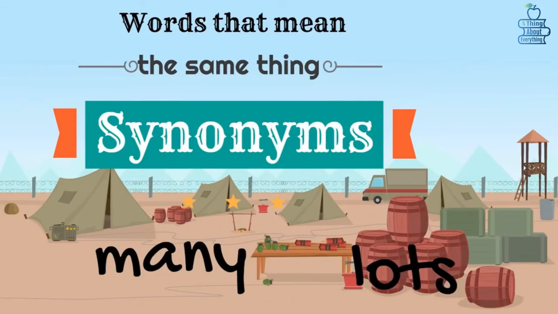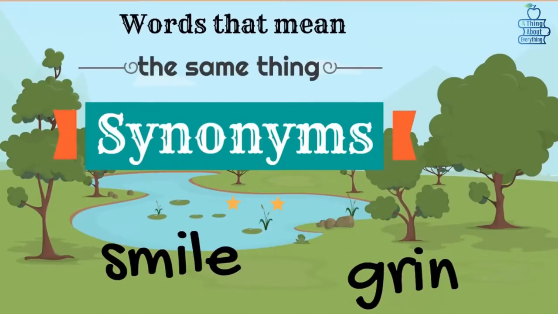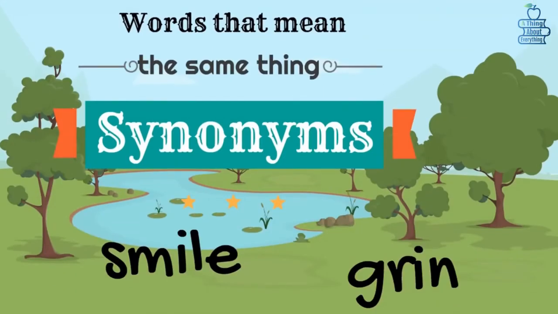The words many and lots, they mean the same thing. Words that mean the same thing are synonyms, so many and lots are synonyms. They mean the same thing. Look at these two words, smile and grin. Those words are words that mean the same thing. They're synonyms.